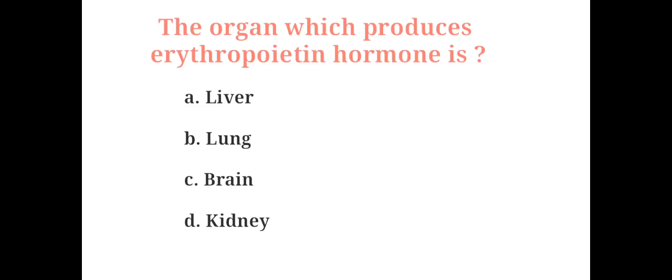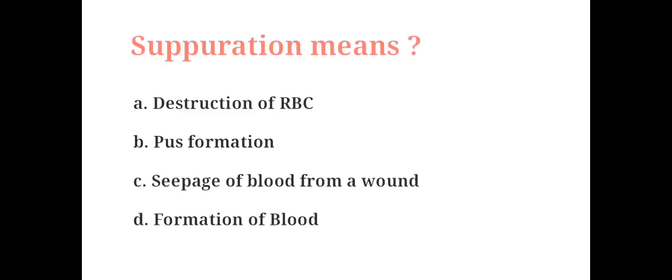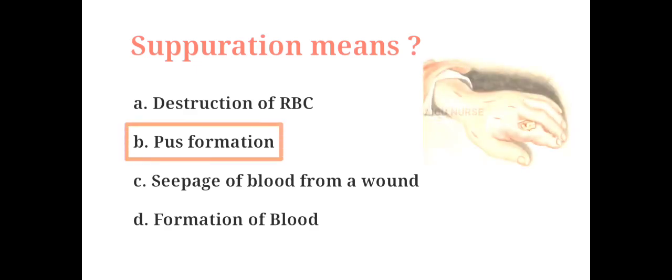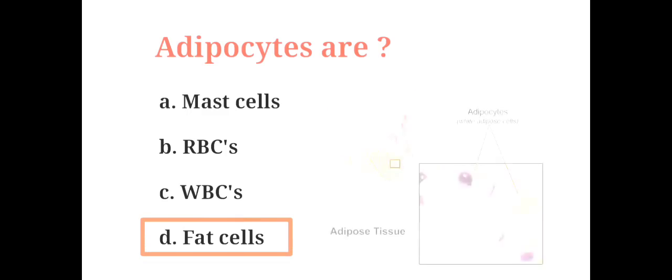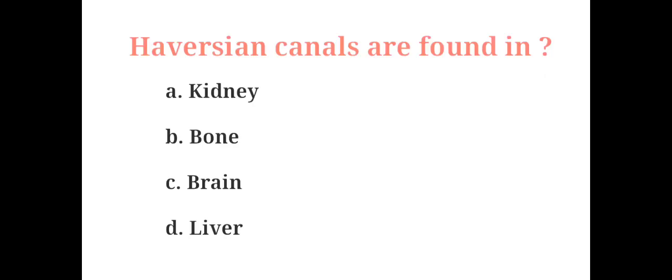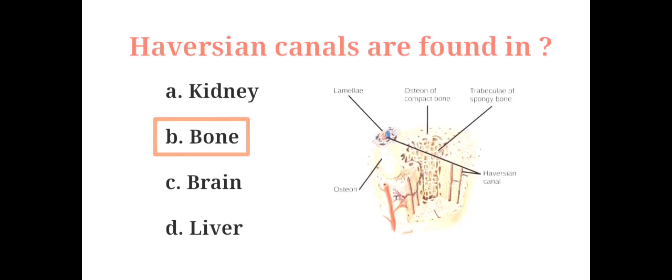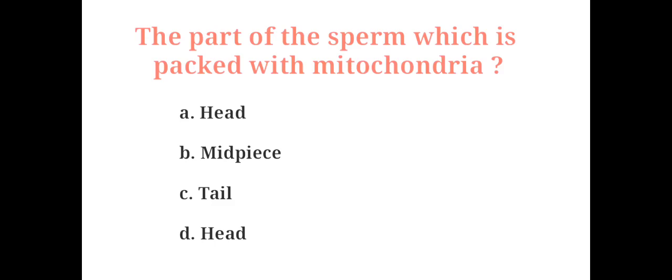The organ which produces erythropoietin hormone is. The correct answer is D. Kidney. Suppuration means. The correct answer is B. Pus formation. Adipocytes are. The correct answer is D. Fat cells. Haversian canals are found in. The correct answer is B. Bone. The part of sperm which is packed with mitochondria. The correct answer is B. Midpiece.